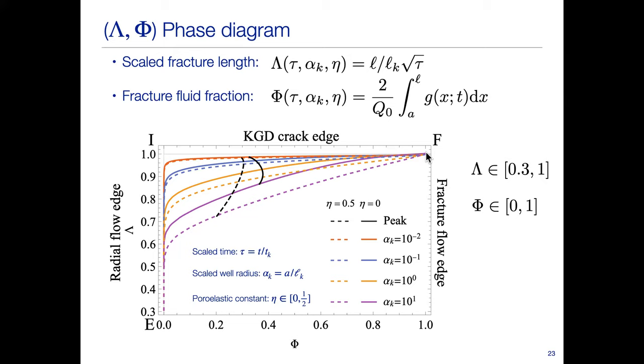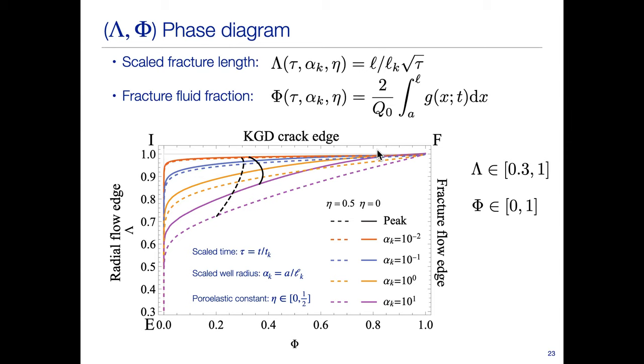What you see here is that as the borehole radius becomes smaller and smaller, the trajectory stays longer along the radial flow edge. And then eventually when alpha k is very, very small, the solution follows those two edges. The previous solution was a particular case where we would go simply along the KHD crack edge. It's a representation to try to capture how the solution is evolving.